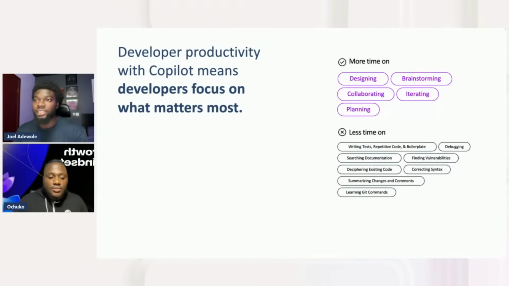So Copilot simply takes the large bulk of human work, like finding vulnerabilities, writing tests, writing repetitive code, learning commands or learning certain things, does that task for you and lets you focus on the other things that require human effort, like designing, collaboration, iteration, and planning. So GitHub Copilot has got you.